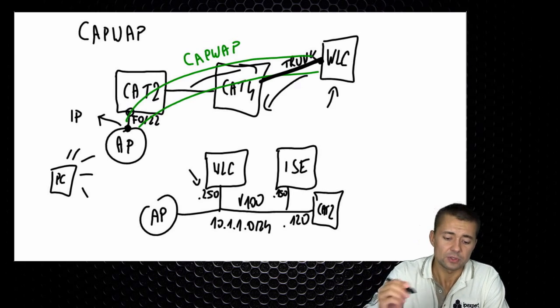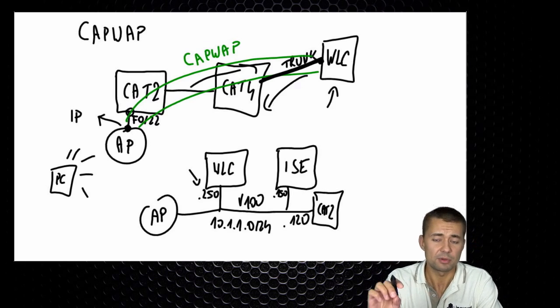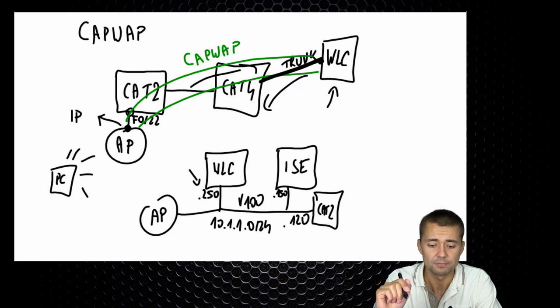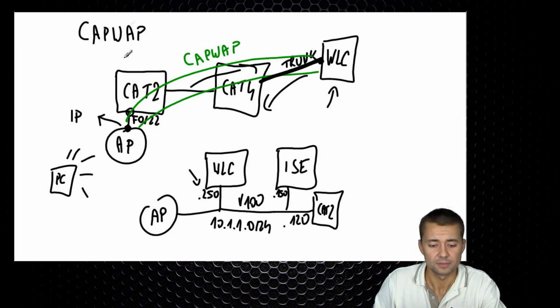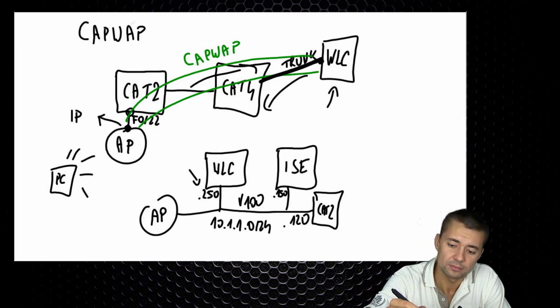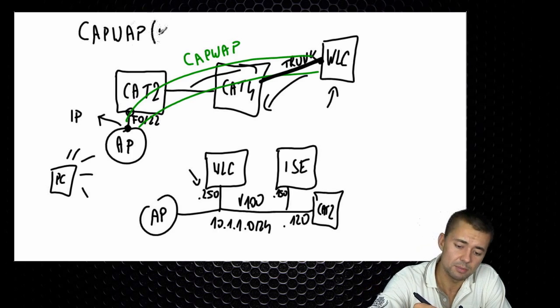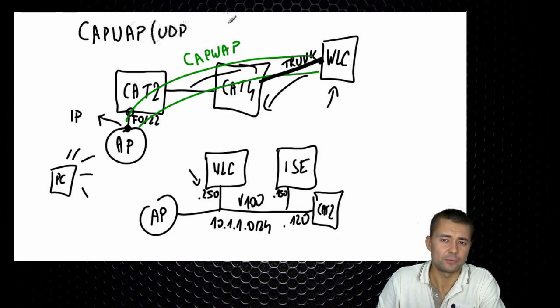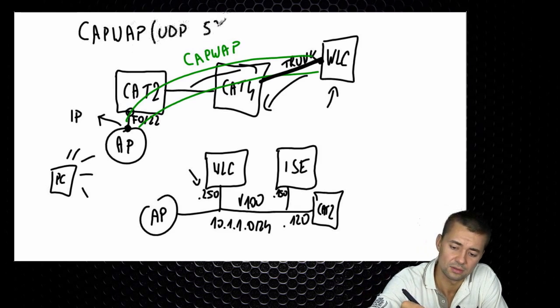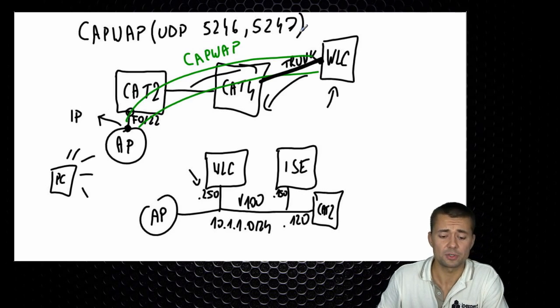So the key thing to understand here is that this CAPWAP connection must always be built between the access point and the WLC. And this CAPWAP tunnel runs over UDP. I believe these are going to be 5246 and 5247 as the port numbers.